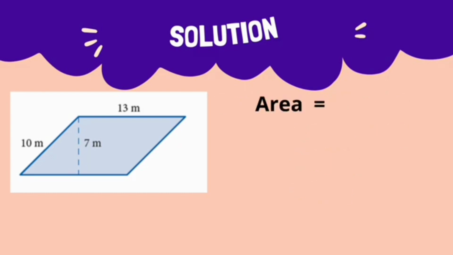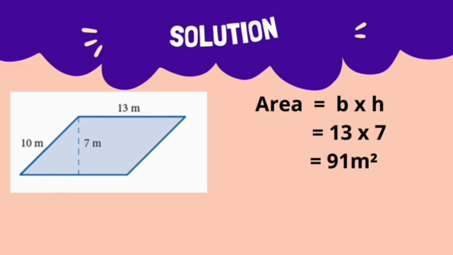The area of a parallelogram is base times height. That gives 13 meters times 7 meters. The area is 91 meters squared.